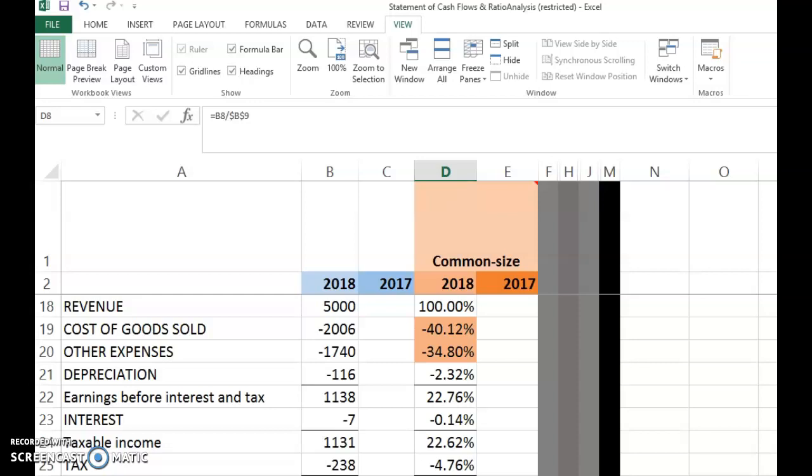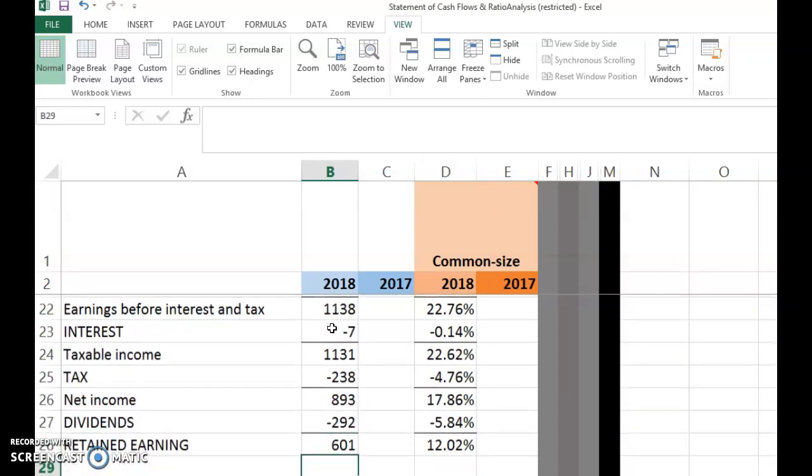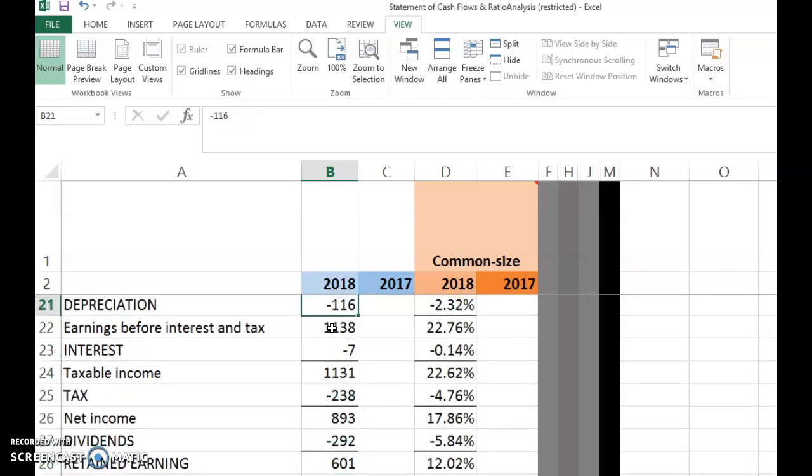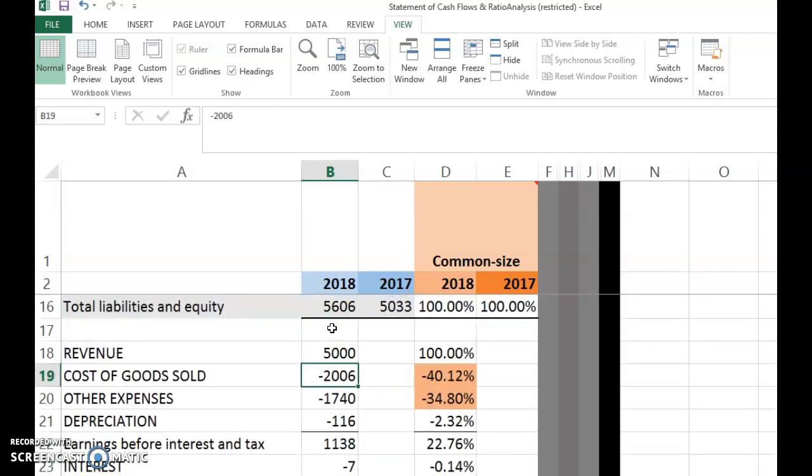So the income statement can also be presented in common size. How do we do that? We just take the value of an item for that year divided by the revenue or sales for that year. For example, here 5,000 divided by 5,000, so you get 100%. All other items in the income statement are expressed as a percentage of sales. So that is called common sizing the income statement.